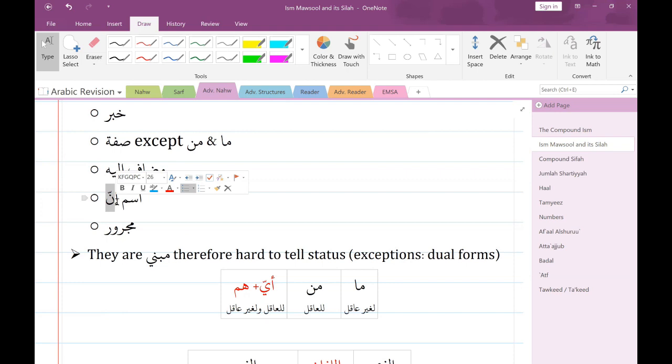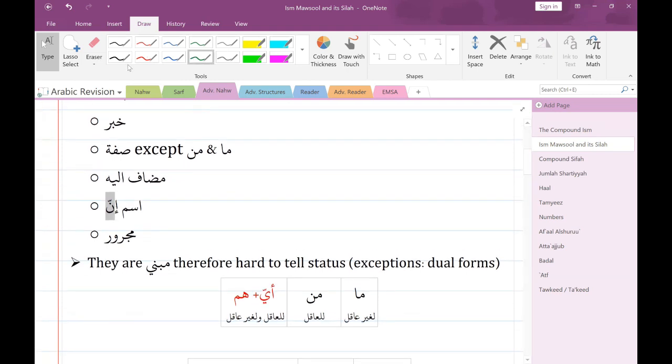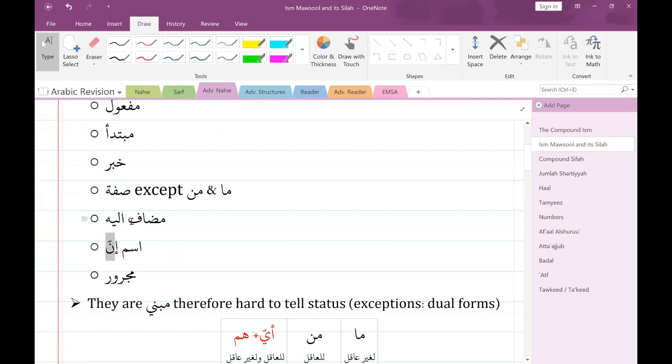And it can also be majroor. So a jar can come before it, and it can be ism majroor. So it can be attacked by a harf of nasab, and it can also be attacked by a harf of jar. That's important to know. So you see how diverse ism mawsool and its sila is.